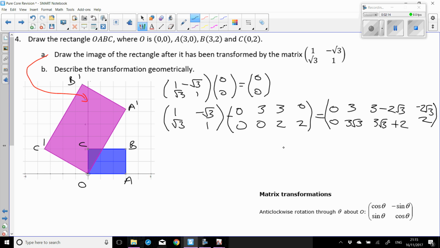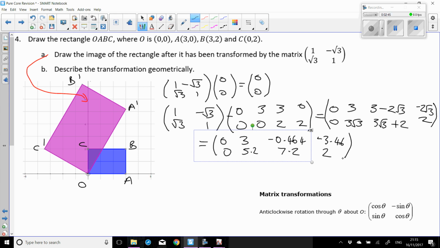Okay, so that gives us the exact form, which is going to be useful later. In terms of drawing, you might just want to convert some of those to decimals, so you'll be able to draw them in approximately the right place. There we go, and then you can draw your coordinates, this being O, this being the image of A, this being the image of B, and this being the image of C.